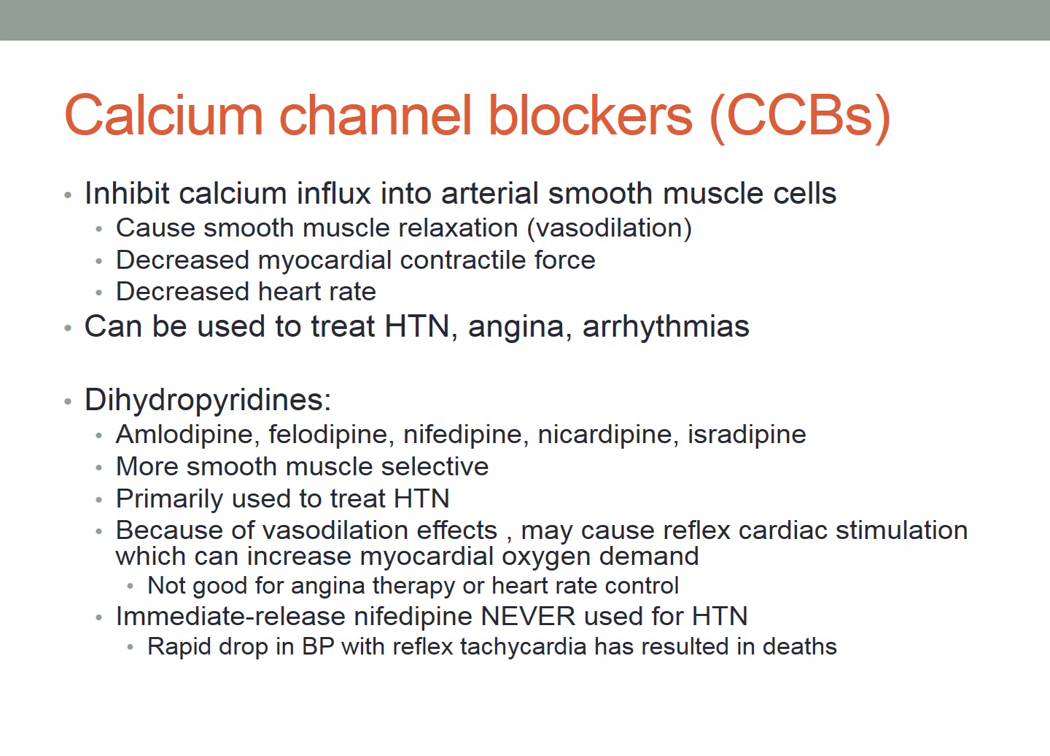Calcium channel blockers decrease blood pressure by inhibiting calcium influx into arterial smooth muscle cells. So they cause smooth muscle cell relaxation or vasodilation. They decrease myocardial contractile force, and they can decrease heart rate. So calcium channel blockers, in addition to being used for hypertension, are also used to treat angina and arrhythmias.